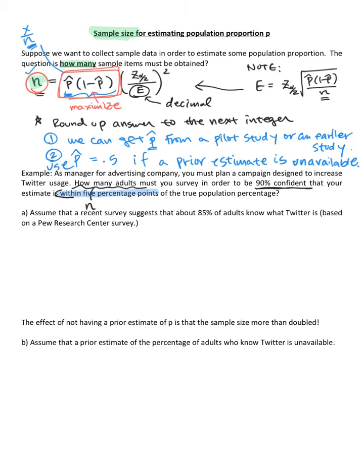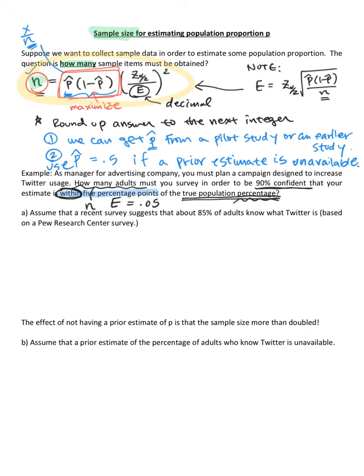When you see "within" something, like within 5 percentage points or within 4 percentage points, they're talking about margin of error. They usually use this word "within," so that's a hint. So the margin of error is 5%, which is 0.05. And it's clear that they're estimating population proportion, which is the same as population percentage. So we're going to be using this formula to figure out the sample size required for this.